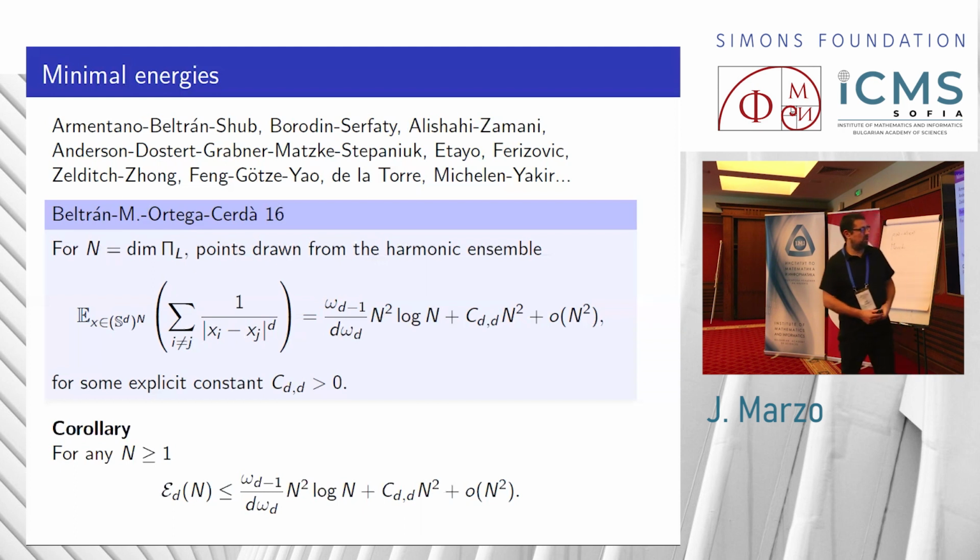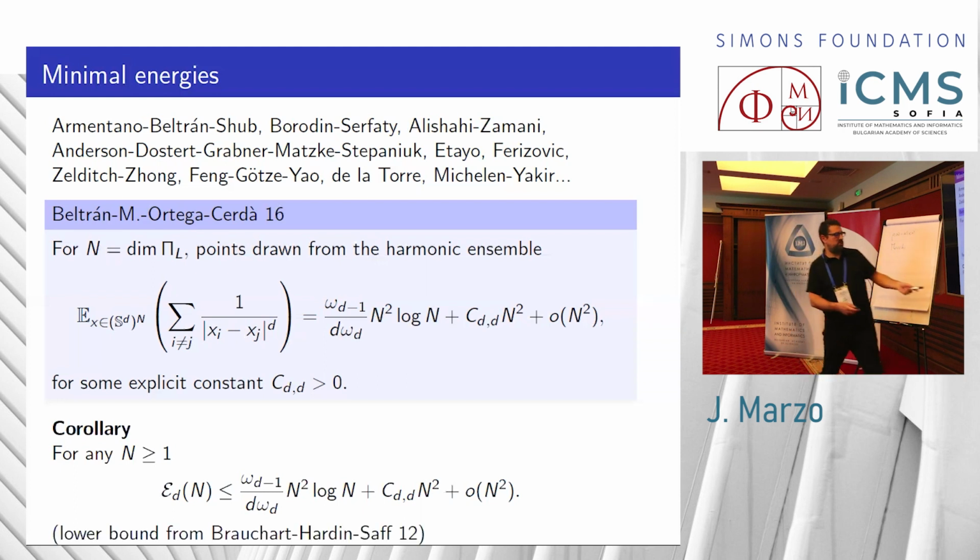Okay? So it gives you, for example, bounds for the expected energy, and in this case, the order matches, though not the constant of course, the lower bound proved by Kuijlaars, Hardin and Saff in this singular case. So you have this order behavior. This is just an application of this. I work with Carlos Beltrán and Ujué Etayo.